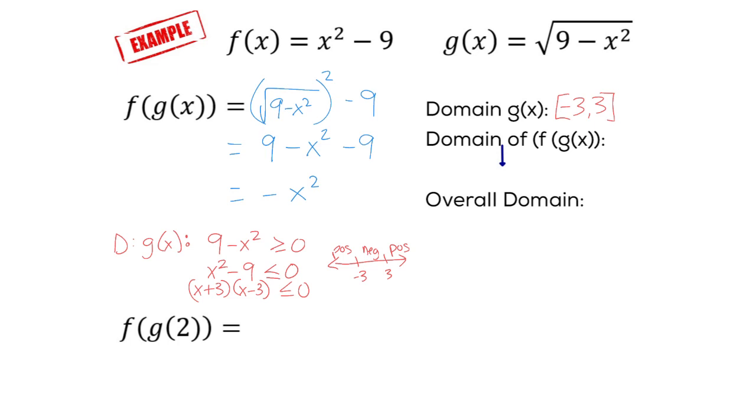Okay, now let's look at the domain of f of g of x. That's the resulting one. And I cleaned it up so much that it got down to this stage. And at this stage, there are no restrictions. So it's negative infinity to infinity. But your overall domain is the combination of those two things, and that includes any restrictions at all, which means negative 3 to 3.